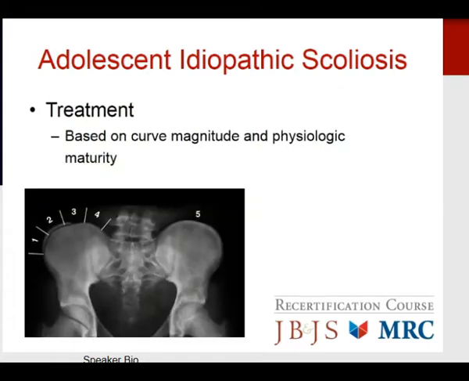Treatment is based upon the curve magnitude as well as the amount of growth remaining or physiologic maturity. Now, physiologic maturity can be measured or estimated using several different methods, including bone age. This is the Risser sign, which is ossification of the iliac crest apophysis. Additionally, you can use ossification of the calcaneal or of the olecranon apophysis.